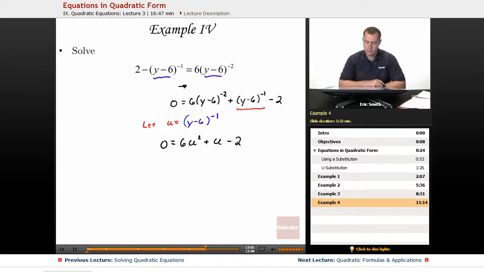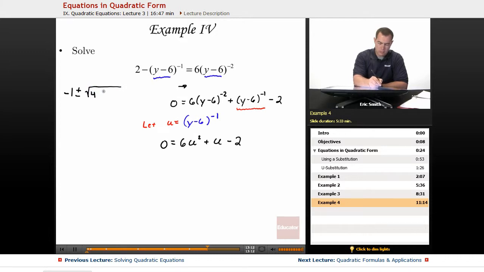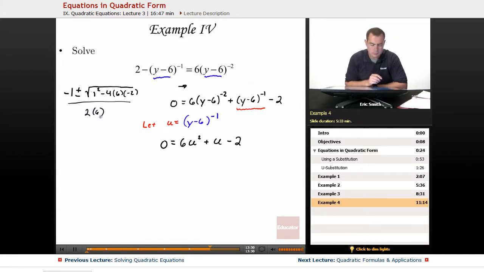So we got lots of tools available to us. Let's go ahead and try the quadratic formula. Why not? So negative b plus or minus the square root of b squared minus 4 times a times c, all over 2a. All right, I think this will simplify nicely.